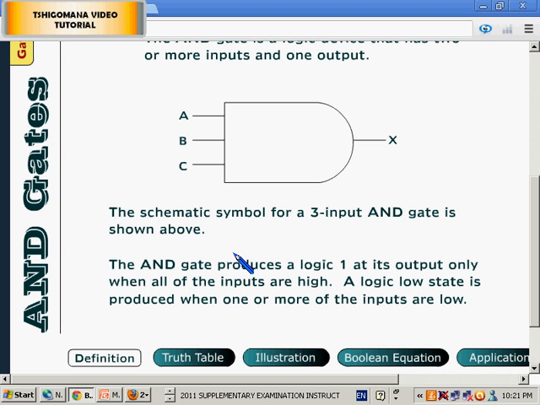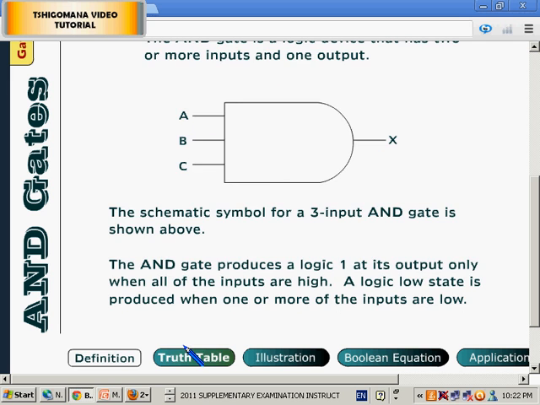In other words, in an AND gate it is compulsory that all the inputs must be high. In other words, all the inputs must be 1 for the AND gate to produce a high output. Now, in order to produce a low output, one of the inputs must be low. In other words, one of the inputs must be false, or you can represent it by a 0. Therefore, you get a low output.